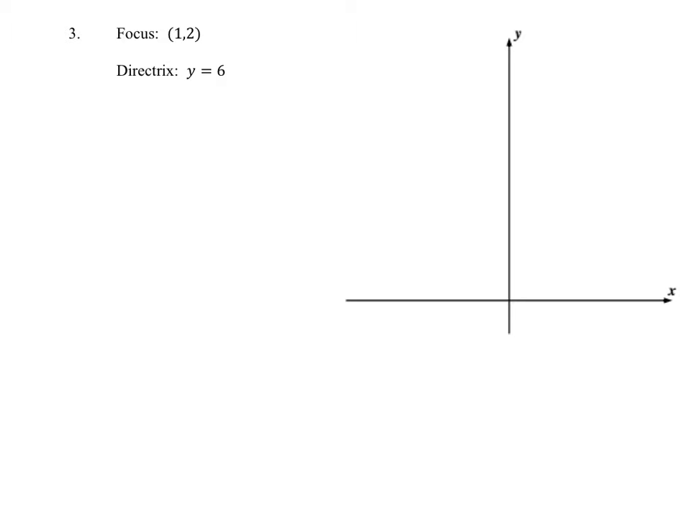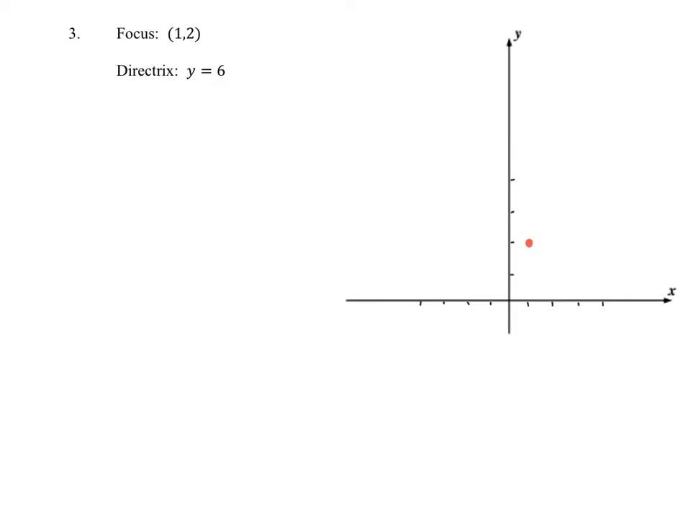The first thing I'm going to do is label my axes. I'm going to label the x-axis as well because this time our focus isn't on the y-axis, so we do need to be able to go left to right. All right, let's plot our points. So we've got a focus that's at 1, 2. So that's going to be here, and a directrix that's at 6.